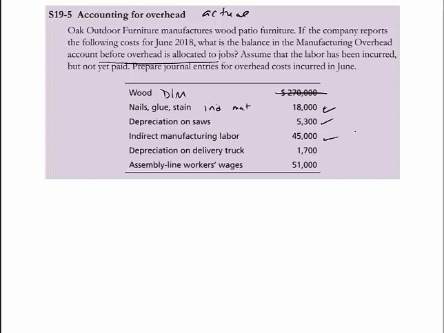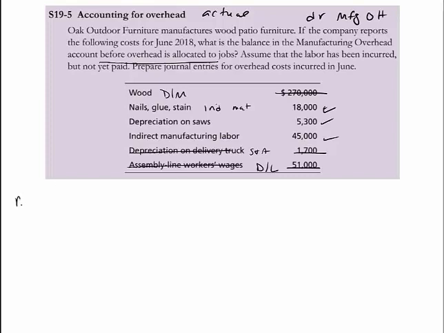Depreciation on the delivery truck, that would be selling and administrative, so we don't want that one. And assembly line workers would be direct labor. So again, we don't want that because that would not be part of overhead. So that means we need to record these three things right here. So because these are actual, these are all going to be debits to manufacturing overhead.